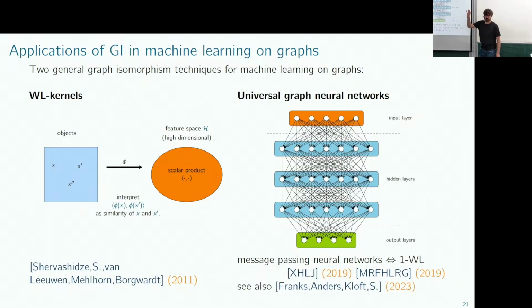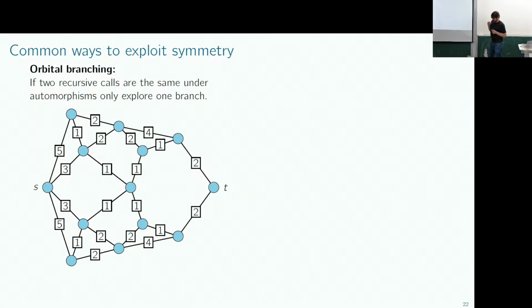And some of the stuff I will talk about in the end, Weisfeiler-Leman, is very much related to that, but I don't want to make this talk about machine learning. If you're interested in machine learning, please speak to me afterwards. Yeah, so there are applications in machine learning, and I want to leave it at that. All right, here is now one explanation how you exploit symmetry in computation.